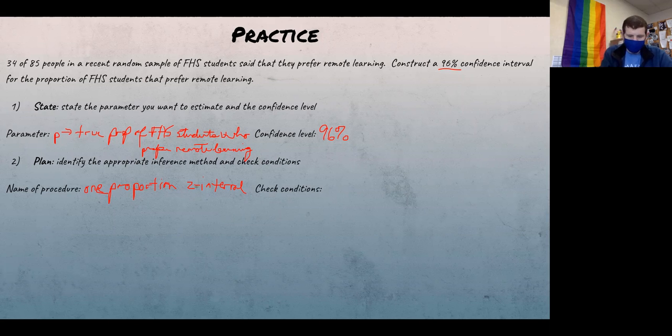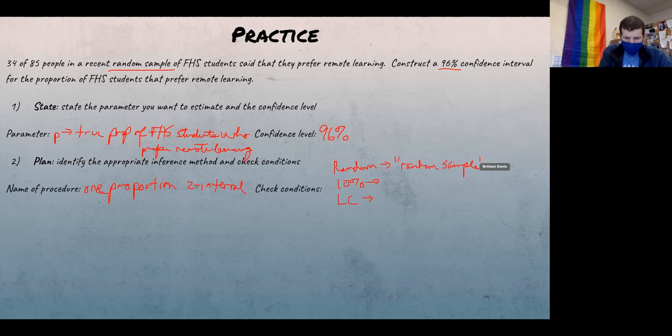When we check the conditions, we need to check the random condition, the 10% condition, and the large counts, which is essentially our normality condition. So is this random? That's an easy one to check. It's a random sample. I just go back up to the very top. It says it's a random sample. So yes. I'm just going to put right here, random sample.